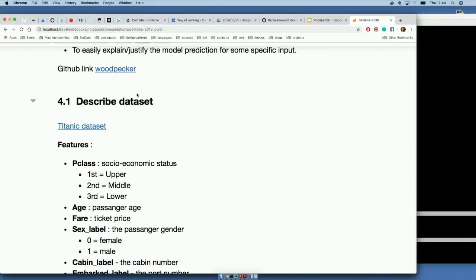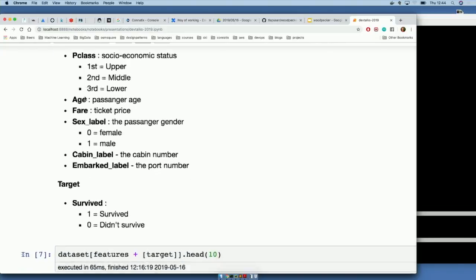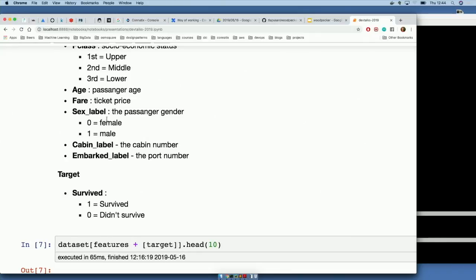This dataset contains, in each row, a passenger from the Titanic. And we have many characteristics for each passenger. For example, we have the Pclass, which represents the socio-economic status. 1 means upper socio-economic status, 3 means lower. We have the age, which is the passenger's age. We have the fare, which is how much money the passenger paid for the ticket. We have the sex label, where 0 means female, 1 means male, and so on.